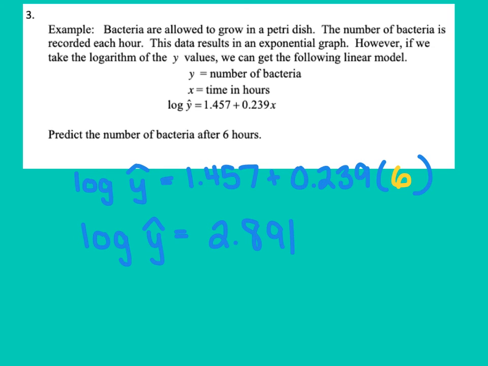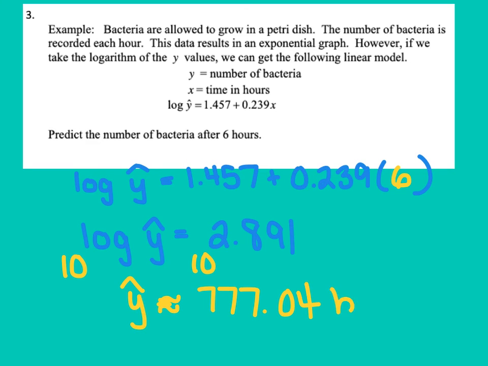In this one, I substitute in 6. I get the log of the predicted y is equal to 2.891. To get rid of the log, I exponentiate. It has a base of 10. So this produces y hat is approximately equal to 778.04, and this is bacteria.